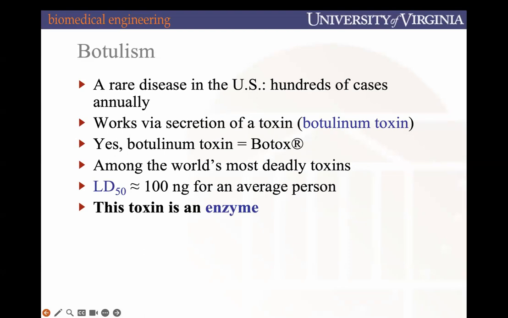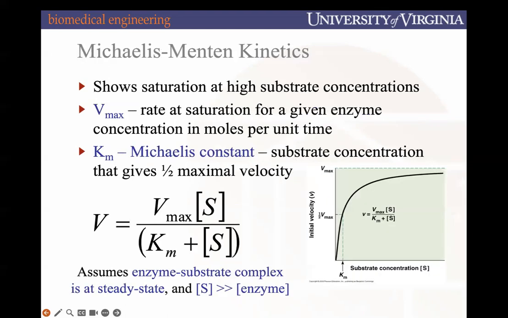And so the reason why we're talking about this is because this toxin is an enzyme. And so we're going to come back to this toxin towards the very end of the lecture. But now we're going to pivot to talk about enzymes and enzyme kinetics. As was discussed in the pre-lecture, we're going to first discuss the Michaelis-Menten kinetic model.